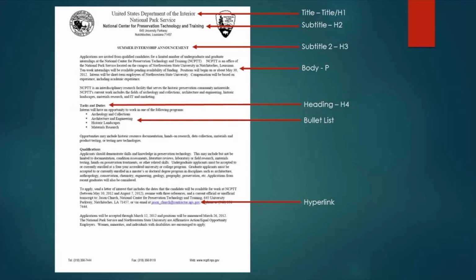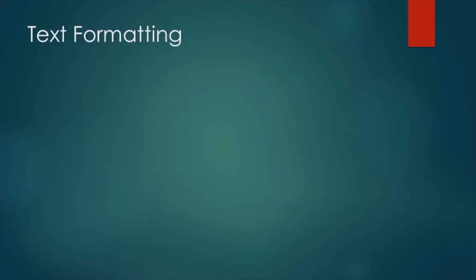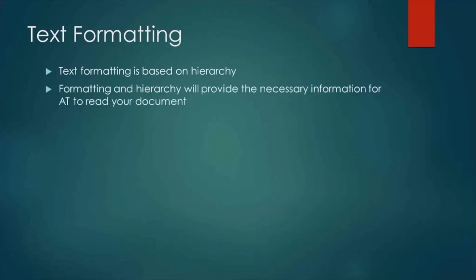So even special types of text, things like bold and italics, all have their own values assigned for the assistive technology. Let's go a little bit further into text formatting, and remember that the text formatting is based on that hierarchy, and that the formatting and hierarchy provide the necessary information for the assistive technology to read your document. So we're going to need to logically organize the content in there in order for the assistive technology to understand it.